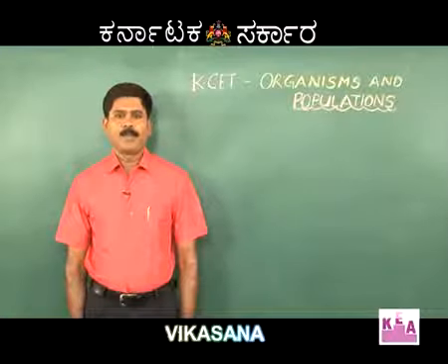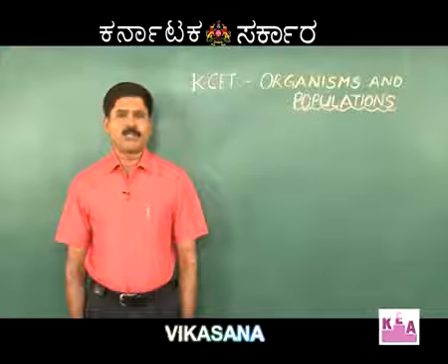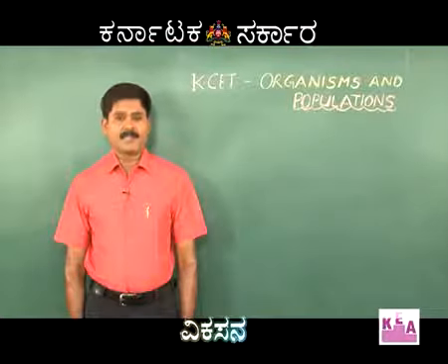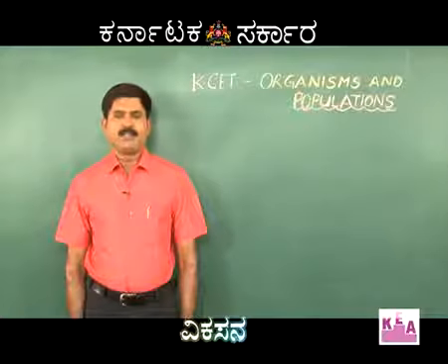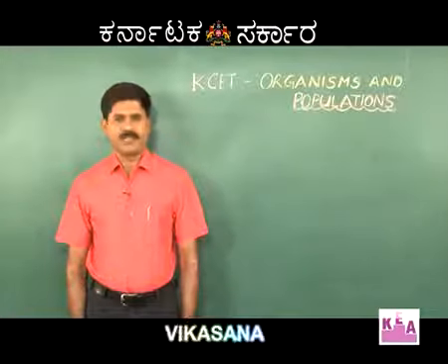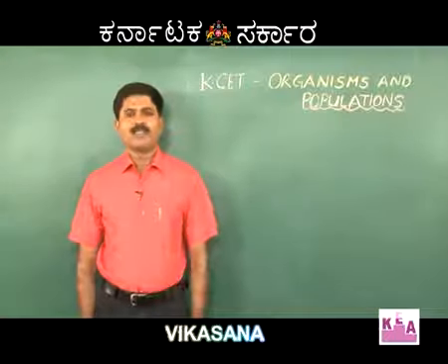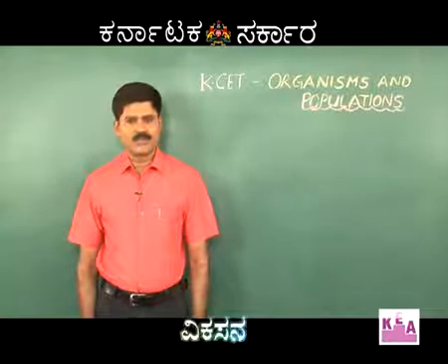In this session, I will be discussing CET questions related to the chapters Organisms and Populations and Ecosystem. As per the weightage of marks, 3 marks are allotted for chapter 13 and 2 marks are allotted for chapter 2. Altogether, there will be 5 questions from these 2 chapters.